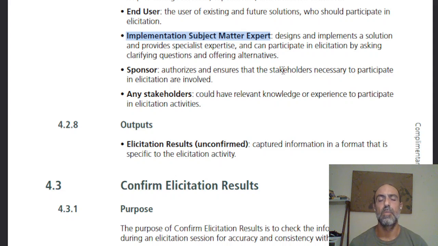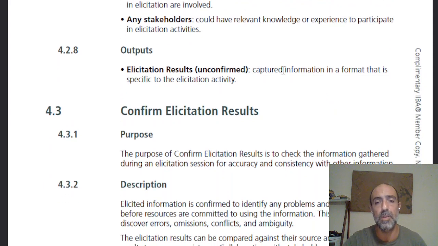Okay, what are the outputs? Elicitation results: the unconfirmed results, captured information in a format that is specific to the elicitation activity. And voila, we finished basically how to elicit information, how to conduct elicitation. Yay!